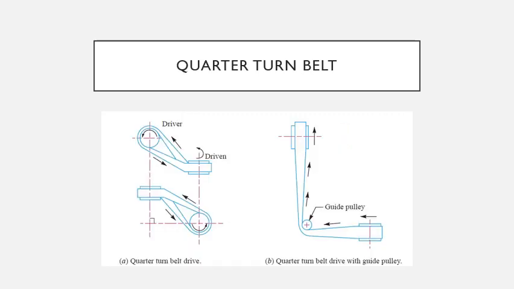Quarter turn belt drive. This belt drive is also known as right angle belt drive. It is used with shafts arranged at right angles and rotating in one definite direction. In order to prevent the belt from leaving the pulley, a guide pulley is used in between, and the width of the face of the pulley should be greater than or equal to 1.4 times the width of the belt. So this is the guide pulley which is used in between, and this is transmitting power at 90 degree angle. This is called quarter turn belt drive.